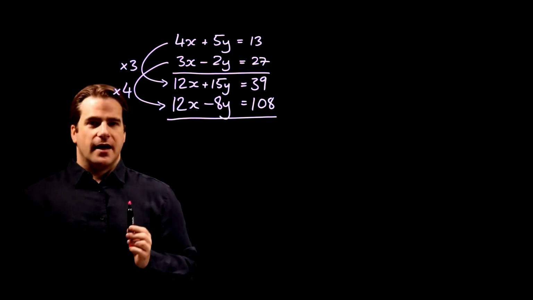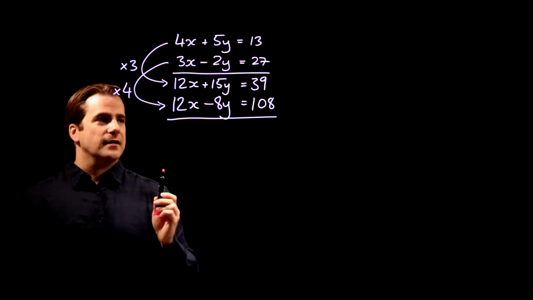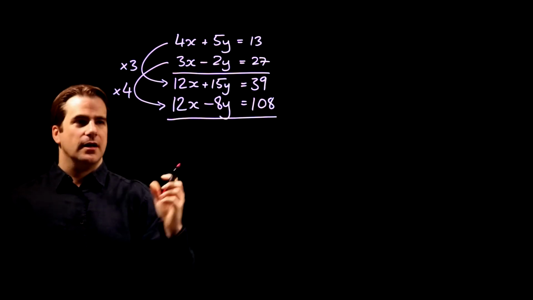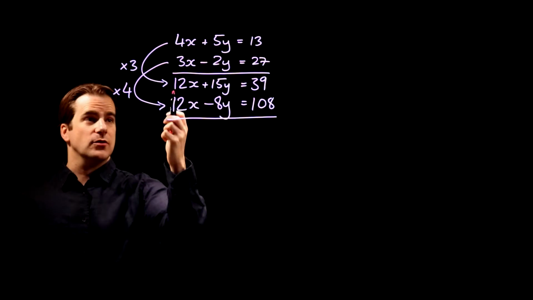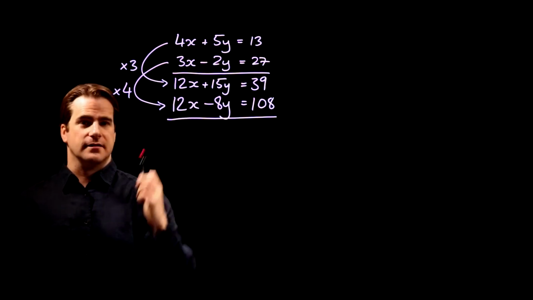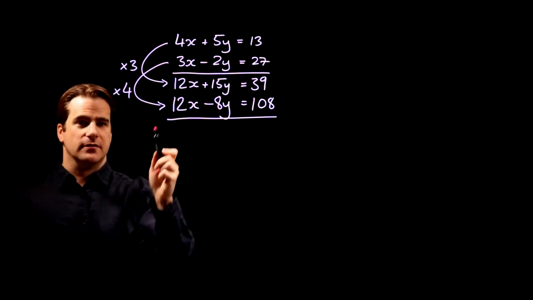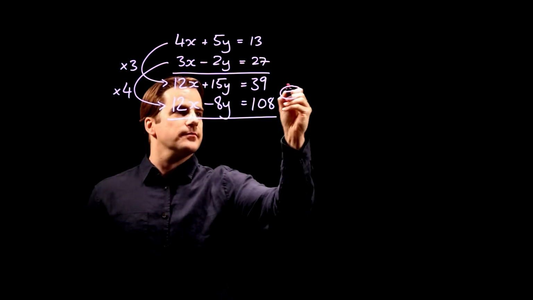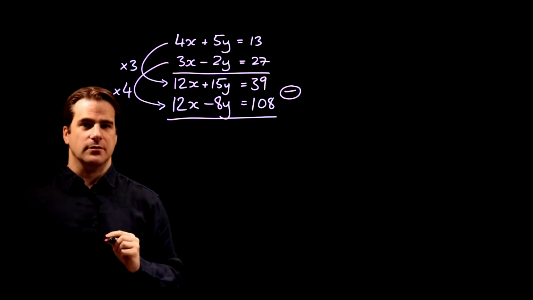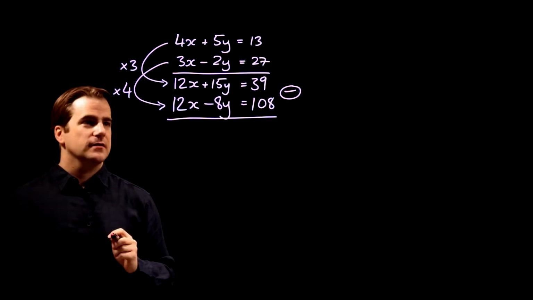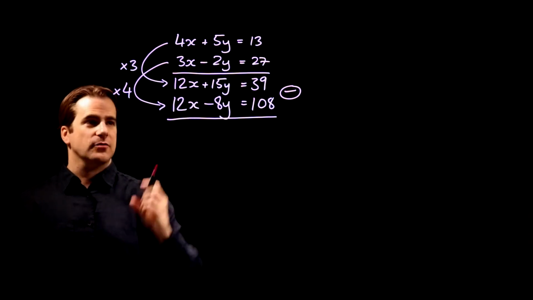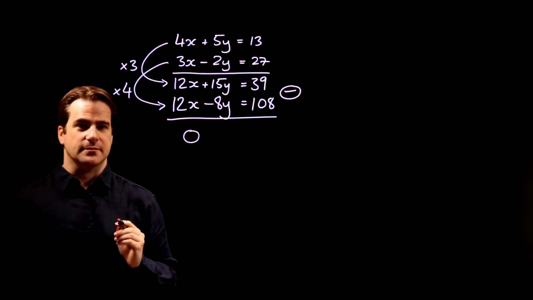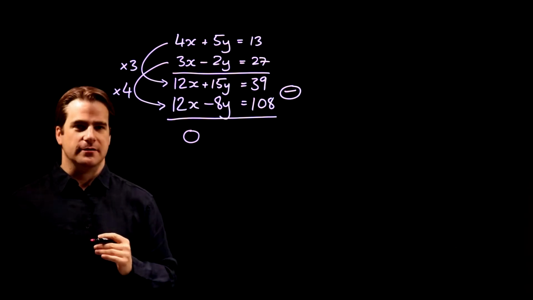So we're going to get rid of the x's. And you have to either add or subtract these two equations. And to decide whether you add or subtract, you look at the sign of the x's. In this case, they're both positive. When they're both the same sign, you subtract. So we're going to subtract these two equations. So 12x minus 12x is 0. We've eliminated the x's, hence the elimination method.